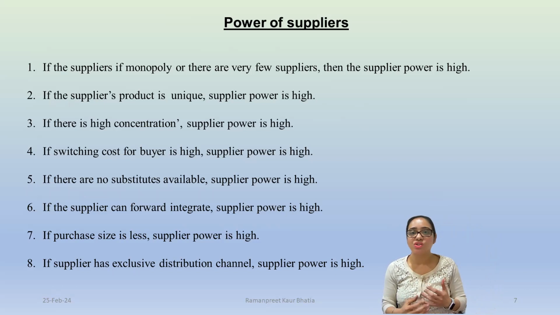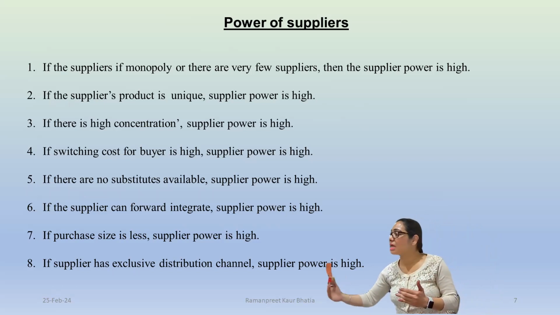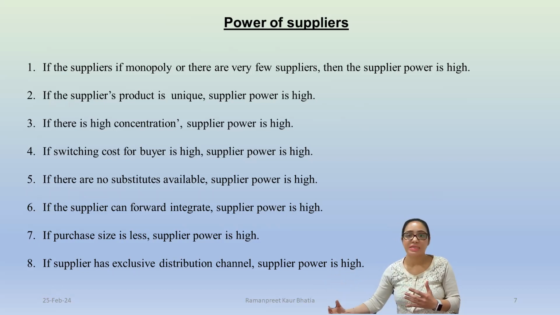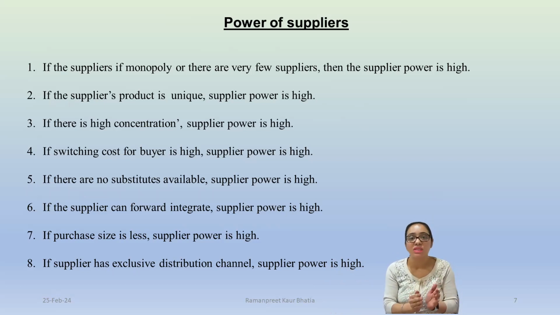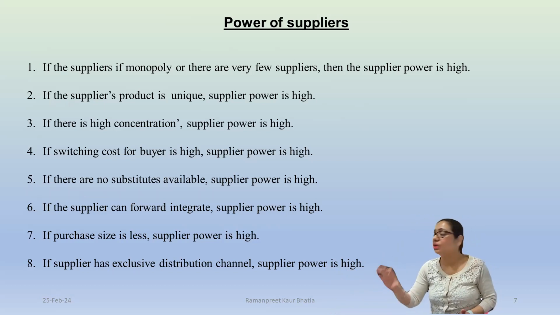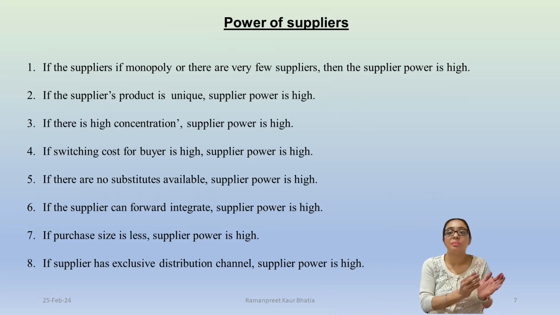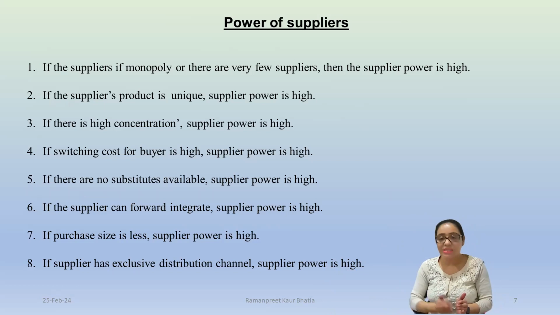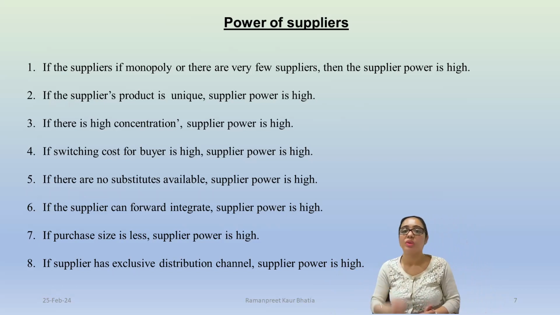What is forward integration? I am skipping the next step of the value chain. I am just overlapping that step. I am assuming the function of the next step, right? I'm totally eliminating the next step of the value chain. So if a wholesaler does not supply to a retailer, but goes directly to the ultimate consumer, his power will increase. The power of wholesaler, the power of supplier will increase. So if the supplier is able to forward integrate, his power will be high.